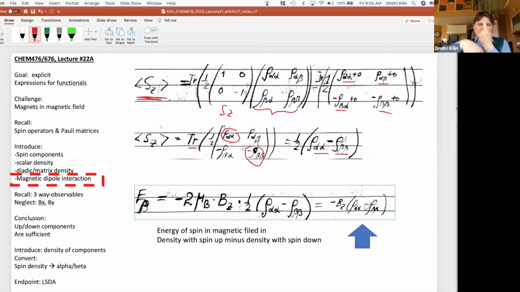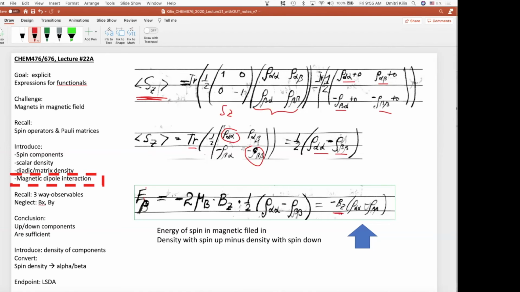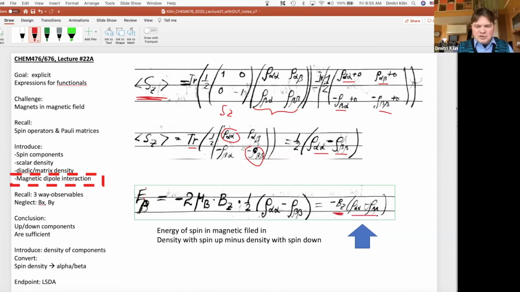So the chance that spin is up minus the chance that spin is down gives the magnetization of the material. If spins are for sure up, it is magnetized. If it is for sure down, it is magnetized. But if it is with equal probability up and down, then there is on average no spin and the system is not responding to the magnetic field. So the energy of spin in a magnetic field is the projection of the magnetic field times the subtraction of densities.